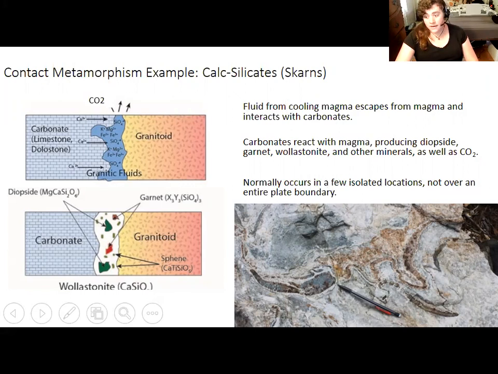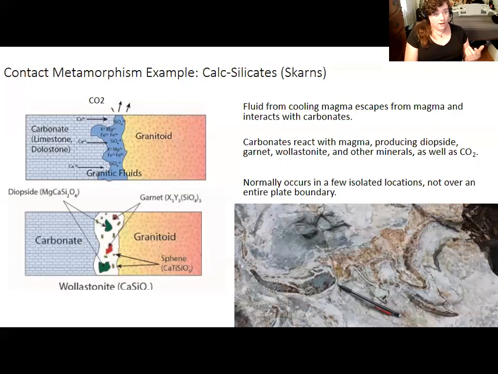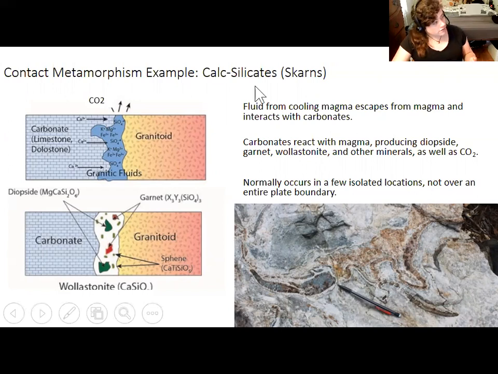But it comes into contact with limestone or marble, which is actually a metamorphic rock that forms from limestone and that is also largely made of the mineral calcite. And what happens is that you get these fluids coming from the magma cause reactions with the carbonate, and the fluid, if you look closely here, you can see that there's SiO4 negative, there's K+, there's Mg2+.